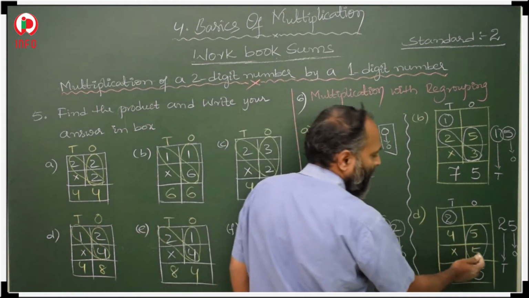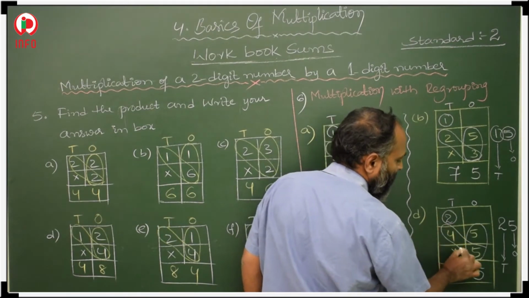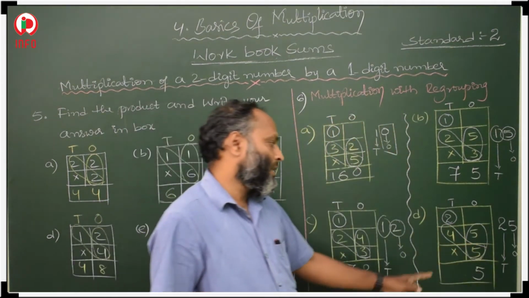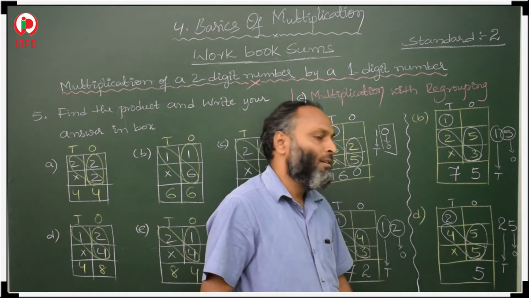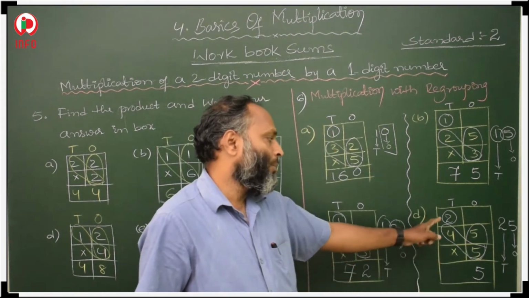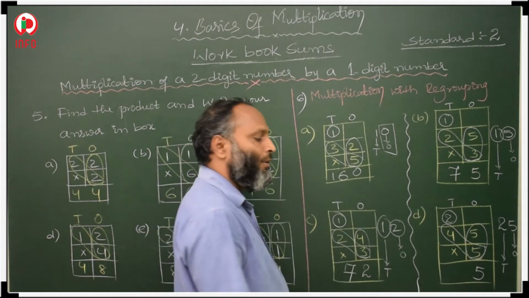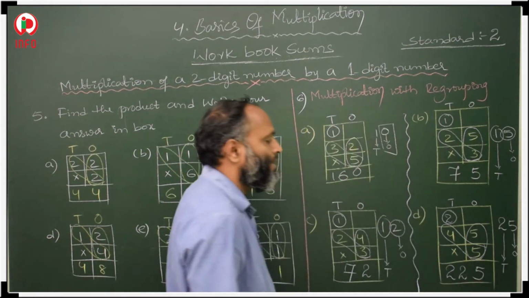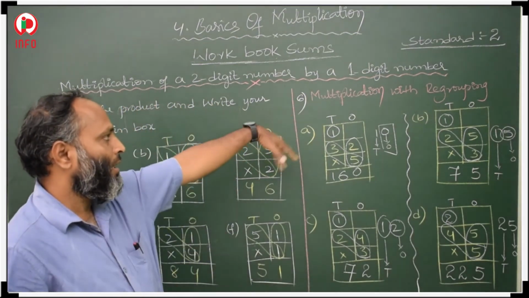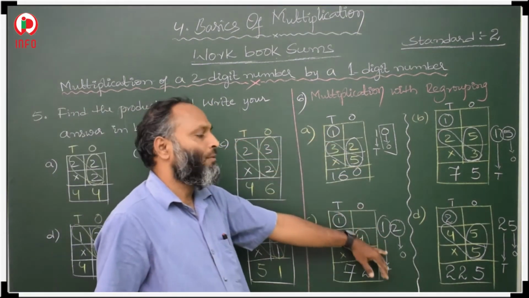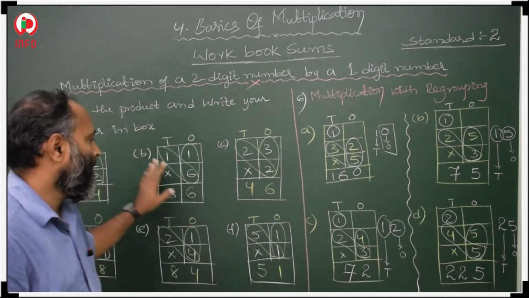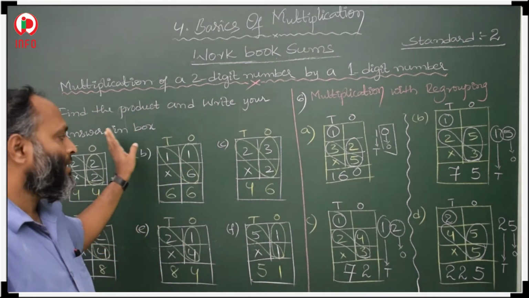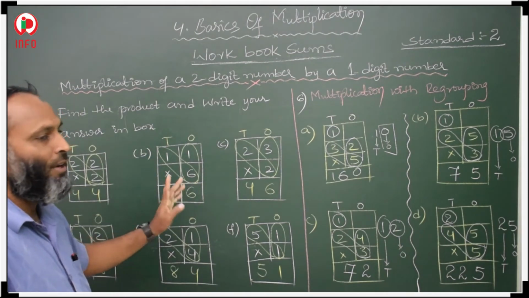Again, this single digit number 5 is multiplied with the tens place value, that is 4. 5 4s are 20. 20 plus 2 is 22. So 225 is the product. In regrouping, we have to do it like this. Without regrouping, there is no need to carry or borrow anything. We directly multiply and write our answer.